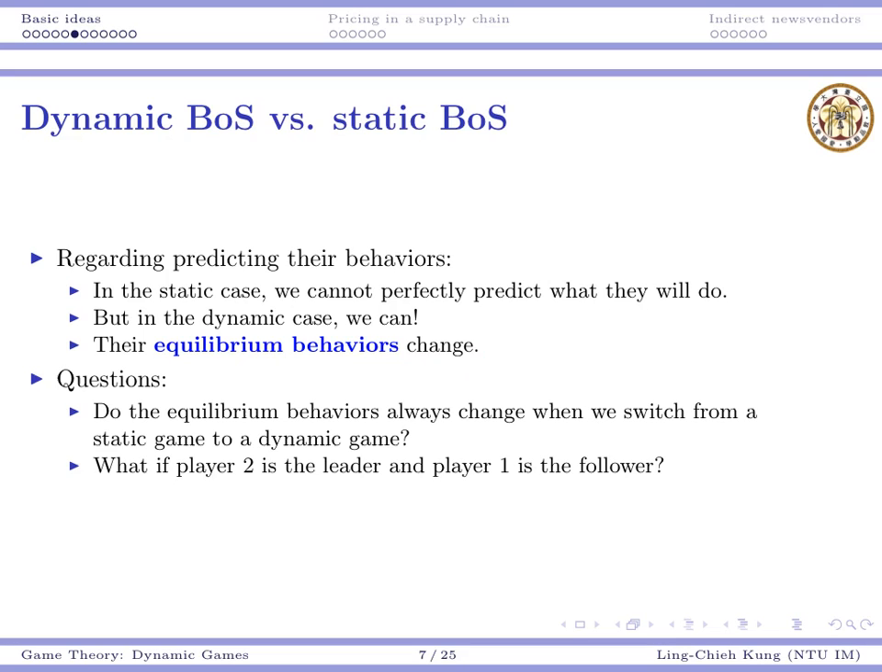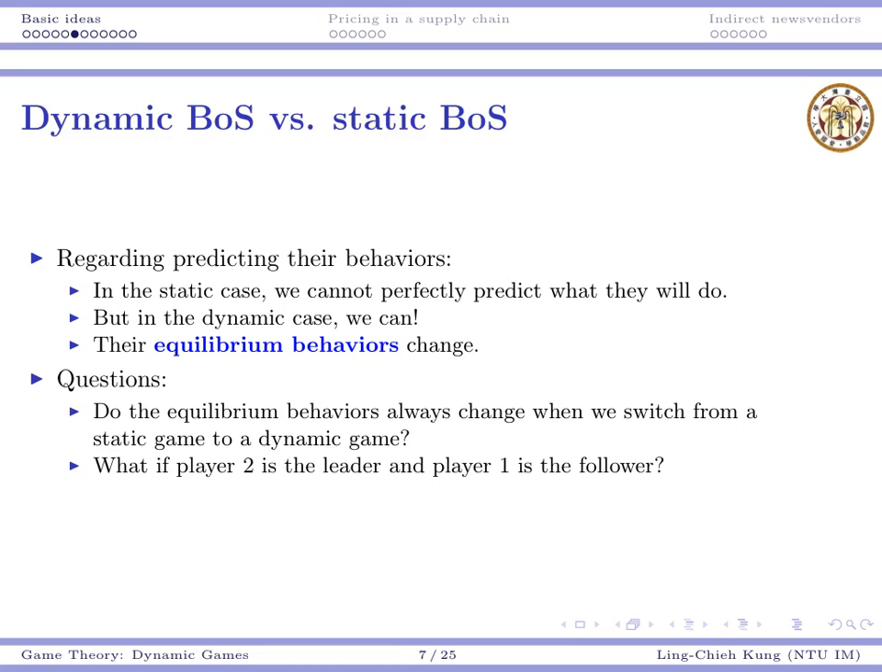First, does the equilibrium behavior always change when we switch from a static game to a dynamic game? We're saying that we have a static game. When we change the rule to make it a dynamic game, do these players always change their behaviors? Intuitively, the answer is no, right? So we're going to show you an example telling you that indeed it is no. Sometimes when you change a game to a dynamic game, nothing really changes.